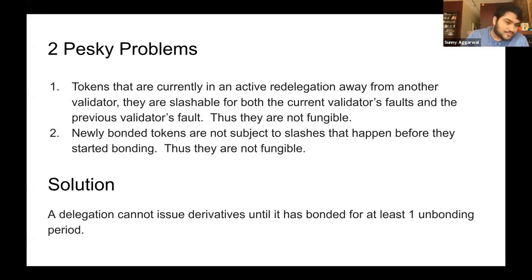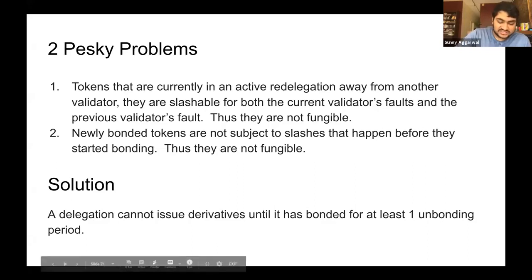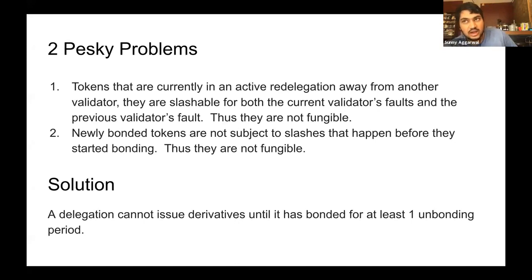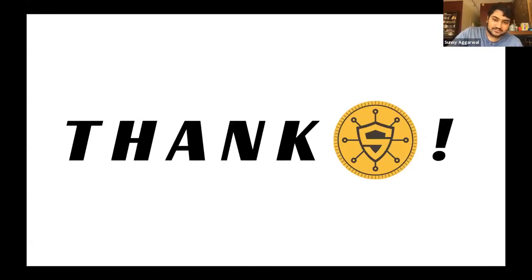The simple solution to both of these problems at once is to say a delegation cannot issue derivatives until it has been bonded for at least one unbonding period. So let's say I bond tokens to Chorus. I have to wait three weeks before getting the derivative shares of them. Same with an instant redelegation. If I rebond from Chorus to State Capital, I have to wait three weeks before I get the State Capital shares. Yeah, that's about it. Thanks.